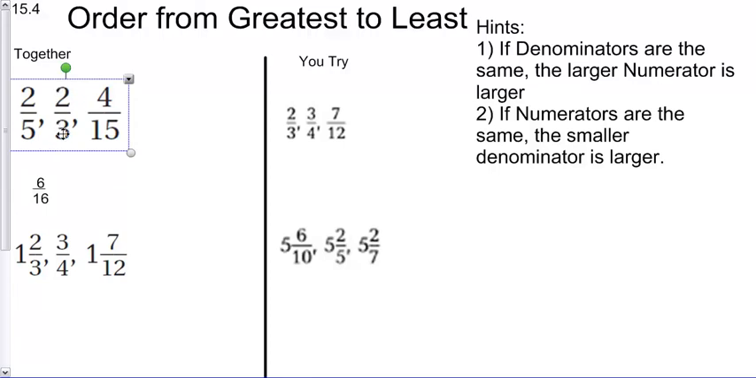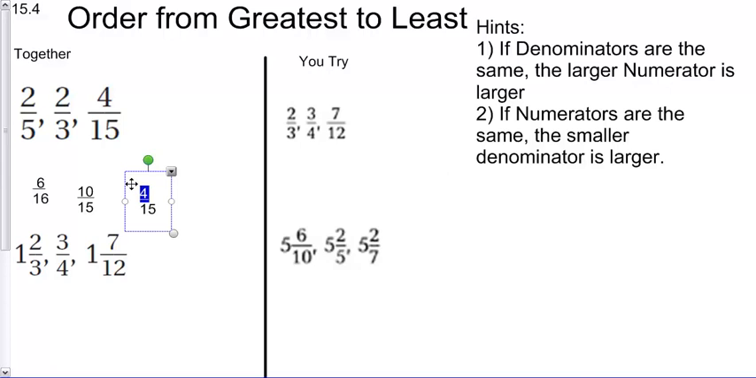Then I have, how many 15ths here? 3 times 5, so 10/15. And then, last but not least, I have 4/15.